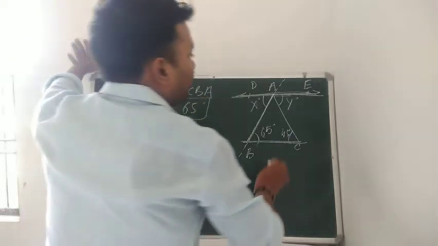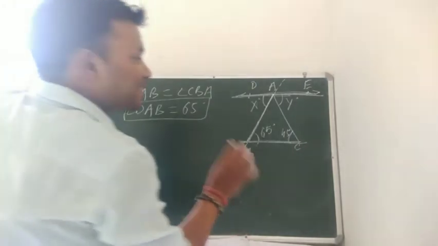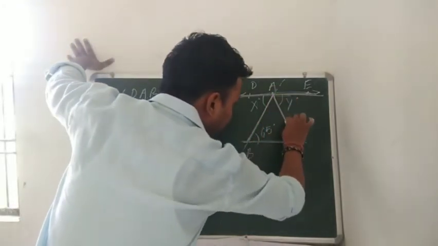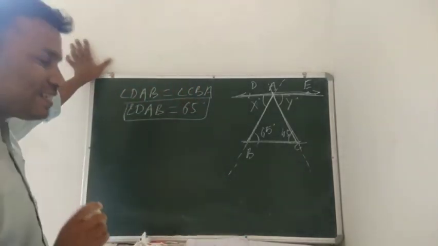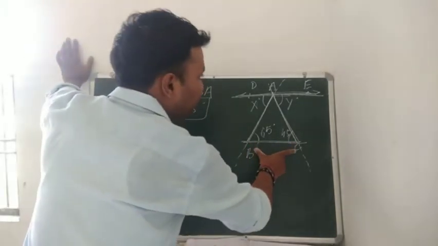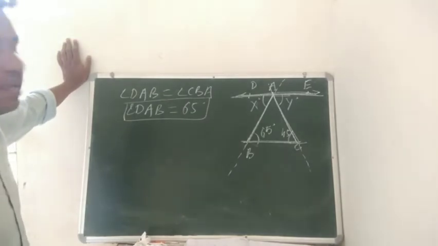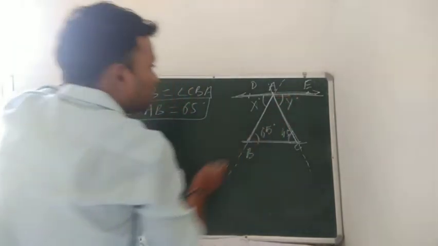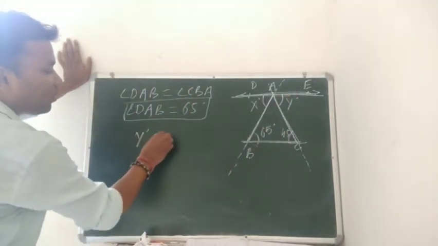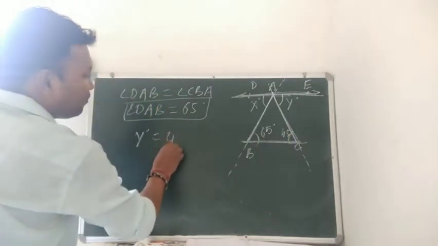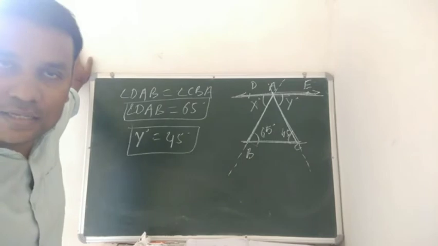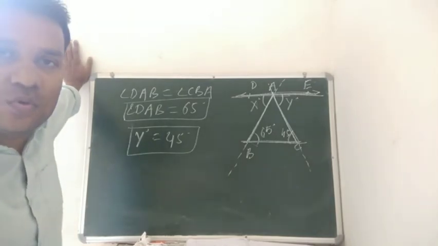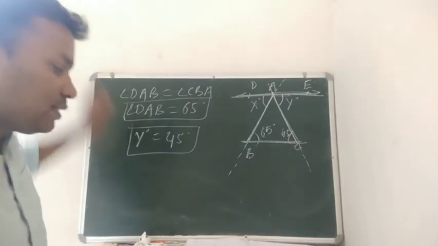Similarly, we can consider this line AC as a transversal which is cutting parallel lines BC as well as DAE. So in this case, this y degree will be equal to this 45 degree because both are a pair of alternate interior angles. Now let's move on to question number 7.